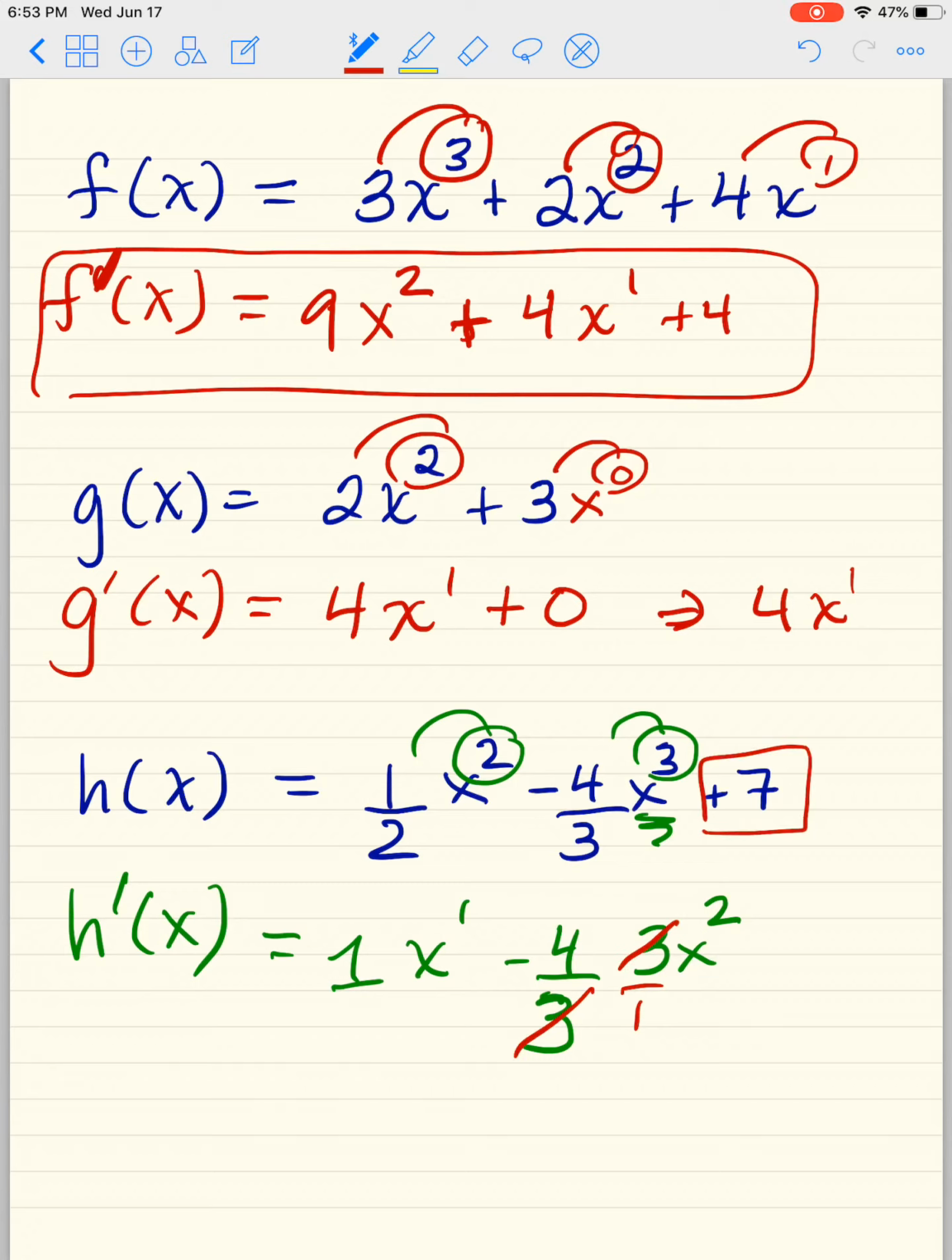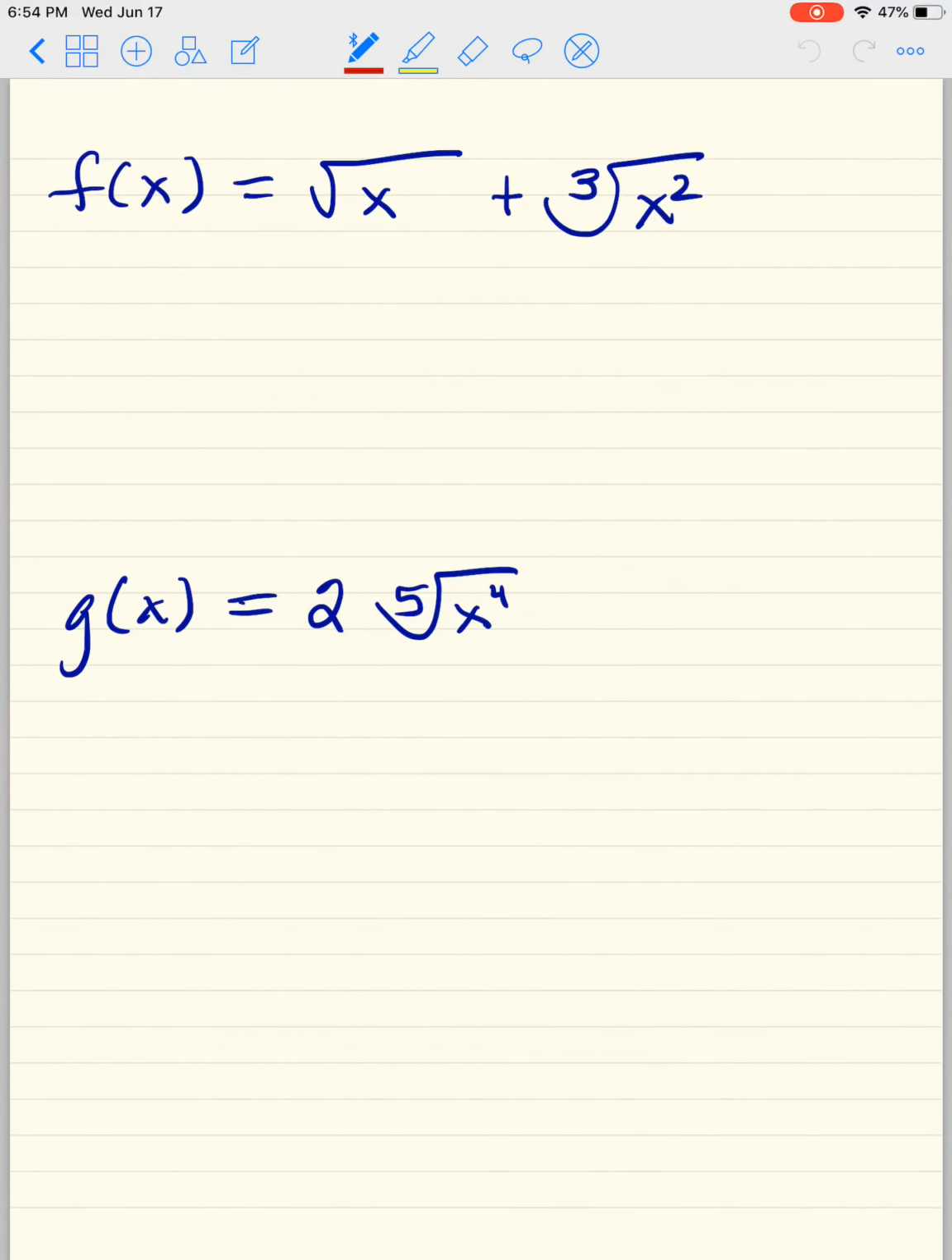What's the derivative of plus 7? 0. Let's clean this up. H prime of x, otherwise it's wrong. 1x to the first minus 4x squared. And that's pretty much it, okay? Let's try a few more. I hope I'm not going too fast.